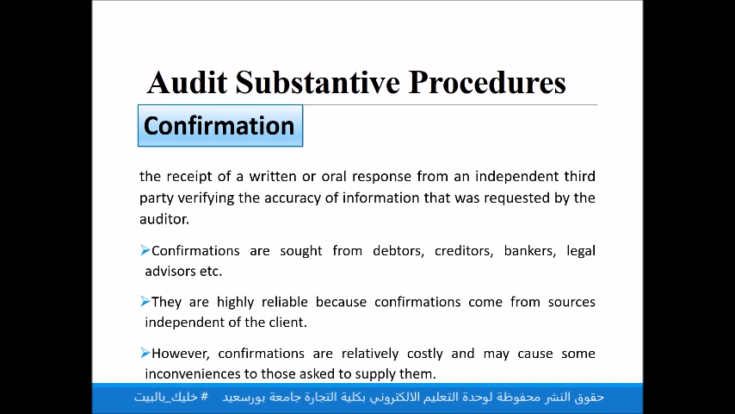The second substantive procedure that can be used by the auditor to accumulate sufficient appropriate evidence is confirmation. Confirmation is the receipt of a written or oral response from an independent third party verifying the accuracy of information that was requested by the auditor. Confirmations are requested from debtors, creditors, bankers, and legal advisors. They are highly reliable because confirmation comes from an independent source. However, they are relatively costly and may cause some inconvenience to those asked to supply them.